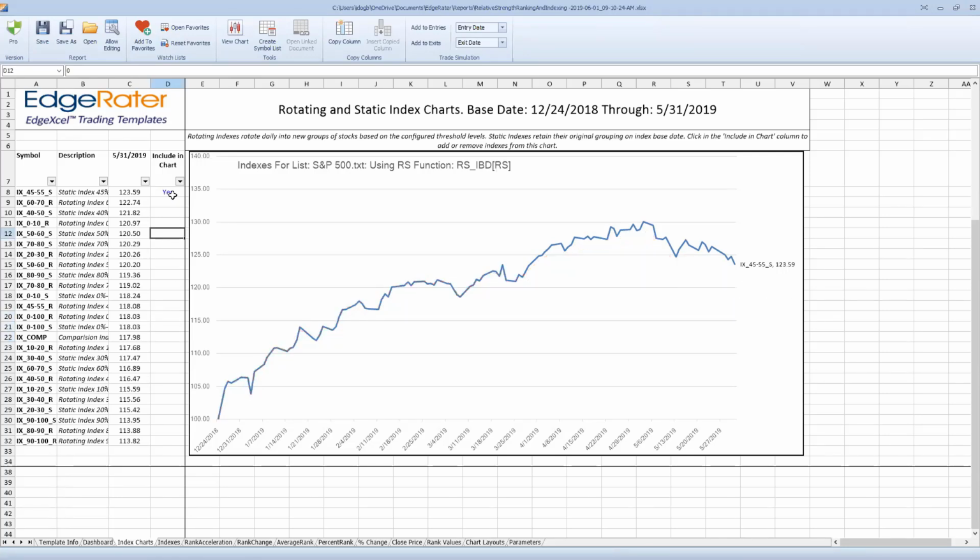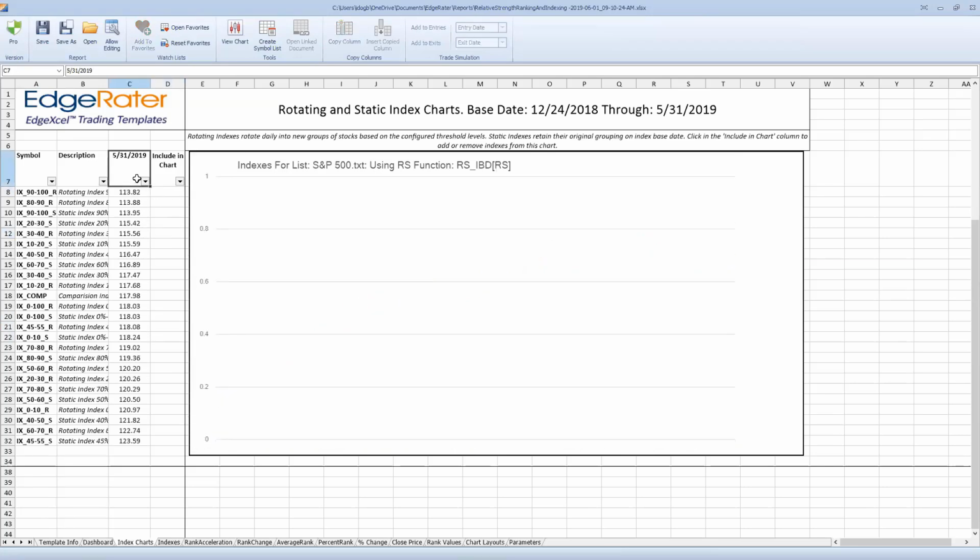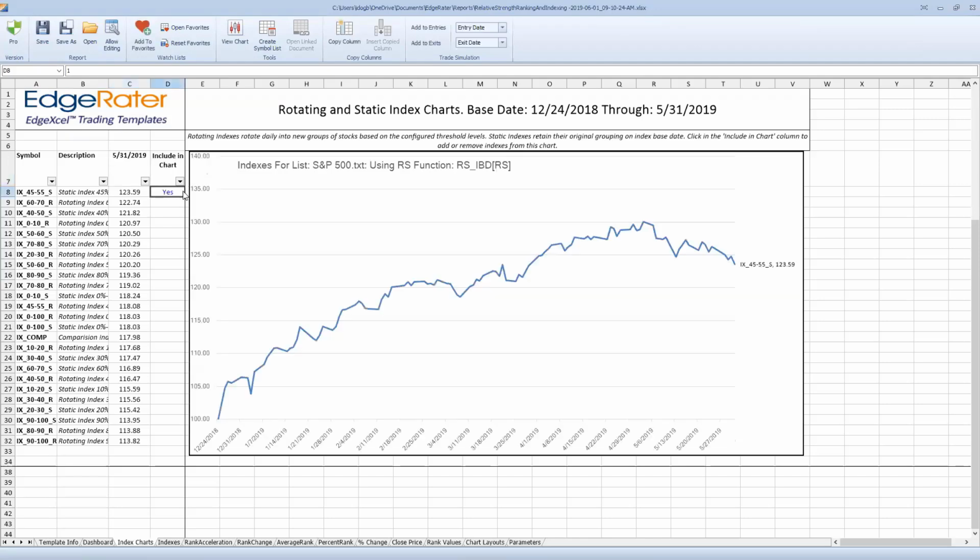Okay, so what you can do is sort by 5/31. So it's always going to put the very last date of your index, the date that you're running the index to, as a column in here. So you can sort by that column. And then you can say, give me the best, and also show me the worst.